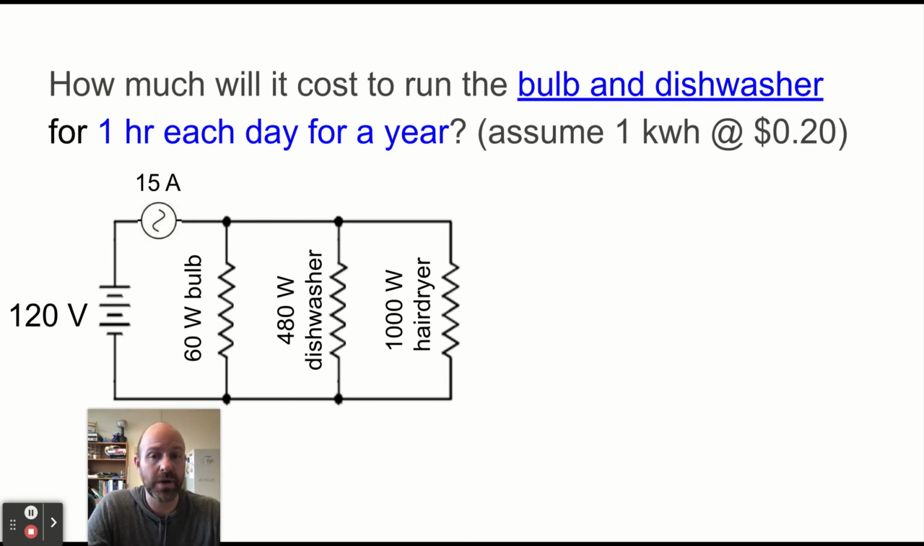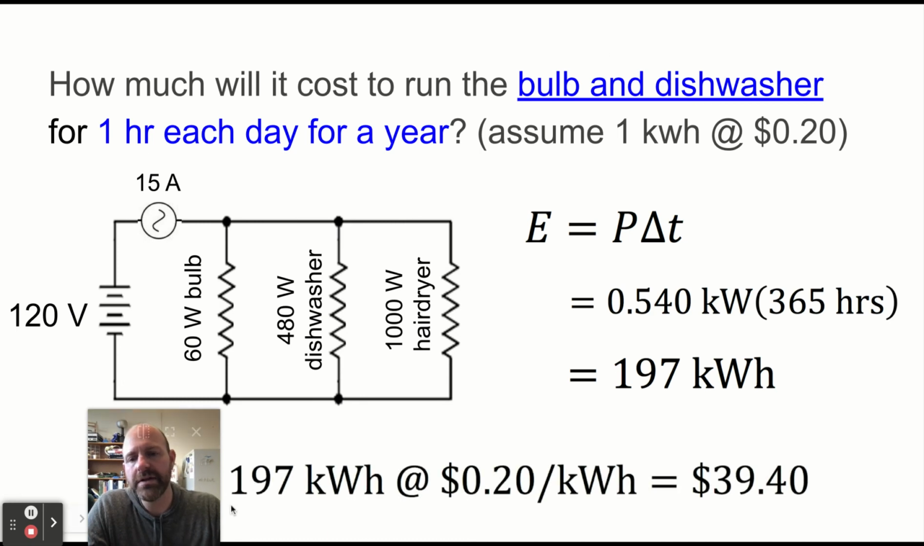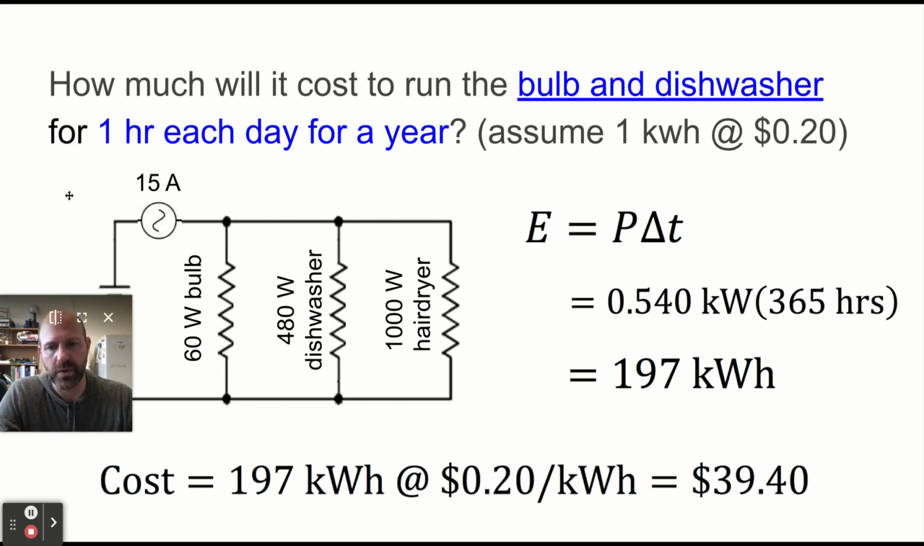So maybe you turn on the dishwasher and it runs for an hour and you run it every day, and you turn on the 60-watt light bulb for an hour every day. I don't know why that's it, but let's just assume that for the sake of argument. Well, the energy you use is 0.540 kilowatts, 540 watts, times 365 hours. That's 1 hour a day for 365 days, giving you 197 kilowatt hours. And then you multiply that by the rate of 20 cents per kilowatt hour, giving you about $40 to run all those things for a year.